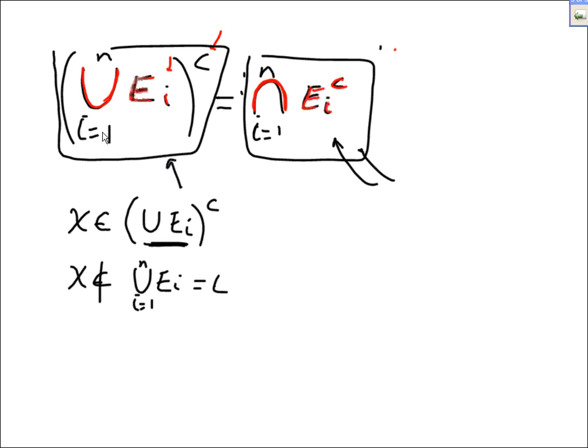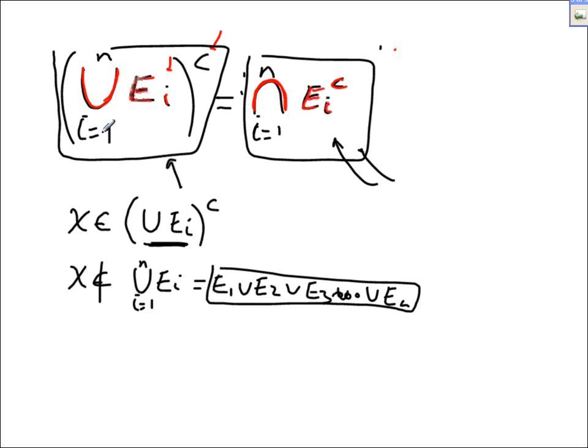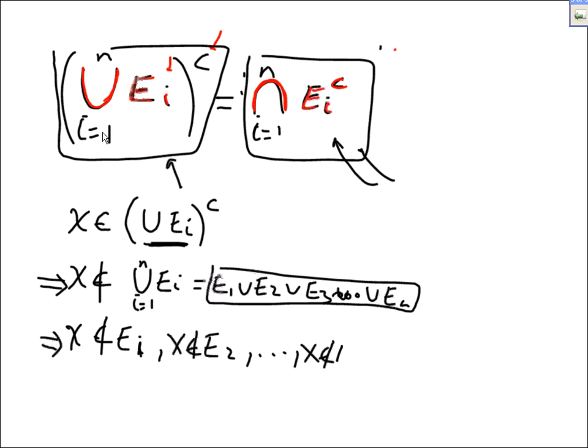Remember, this means E1 union E2 union E3, etc., up to union En. x is not in here. Well, if you're not in the union of sets, you're not in any one of the sets. So this implies that x is not in E1, x is not in E2, all the way down to x is not in En.